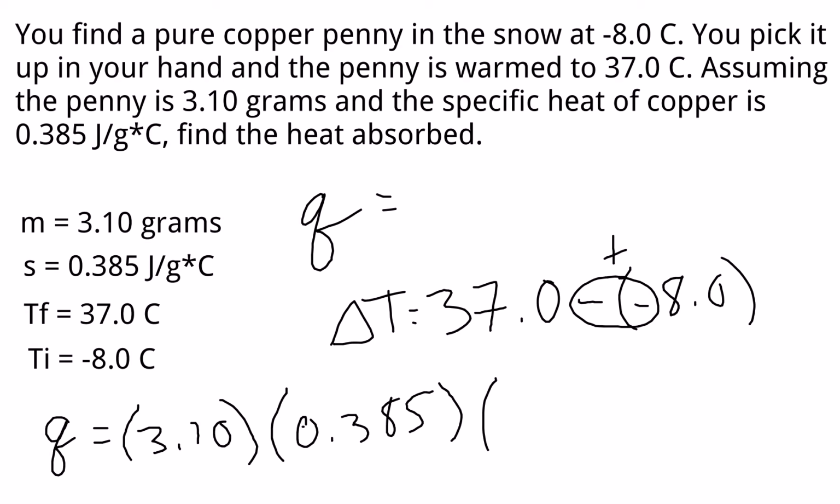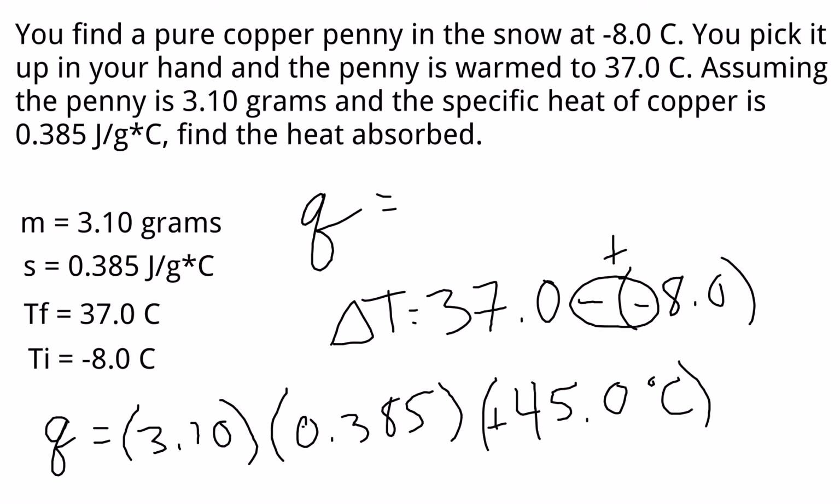And what we end up with, if you add both of those together, you should get 45 degrees Celsius. And that's a positive 45. It's positive because we started out at -8 Celsius and we went up to 37 Celsius. So when we take that climb, we're requiring an input of heat to the copper penny, and that's why we see a positive delta T.